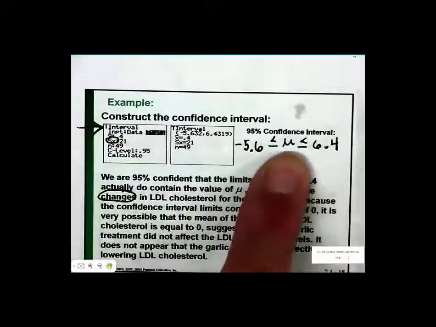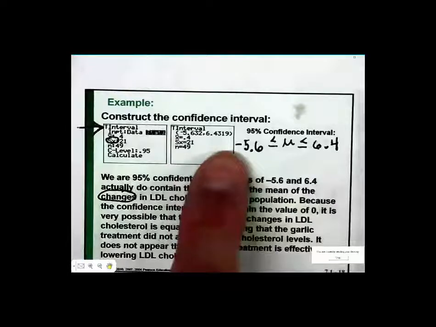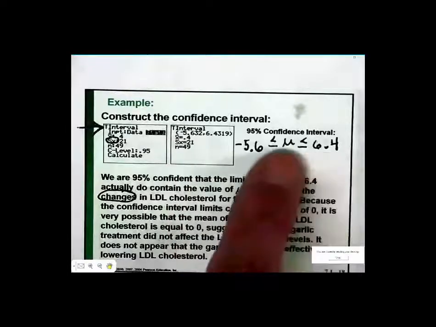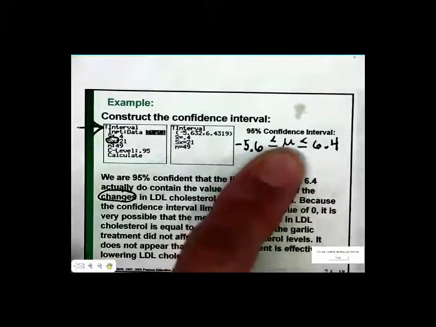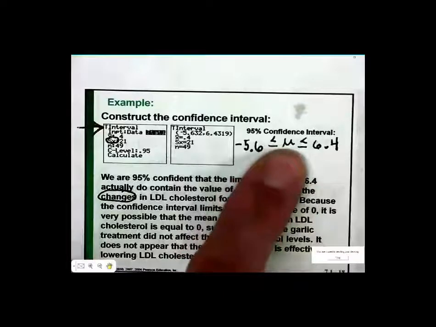It would mean no change. Negative is a decline, positive is an increase. If the mean was 0, then there would be no change. It wouldn't be standard normal, Sam, because not only would the mean have to be 0, but the standard deviation would have to be 1, and it's not. But if the mean was 0, that would mean absolutely no change.